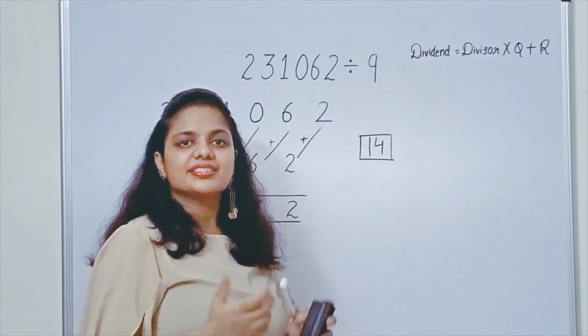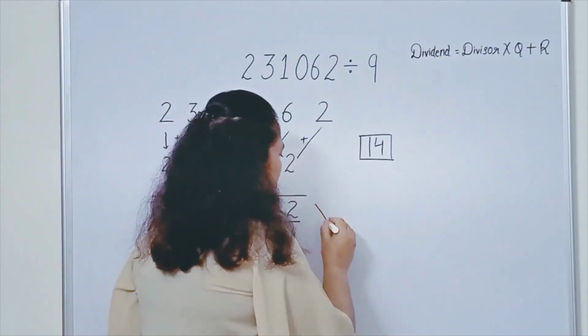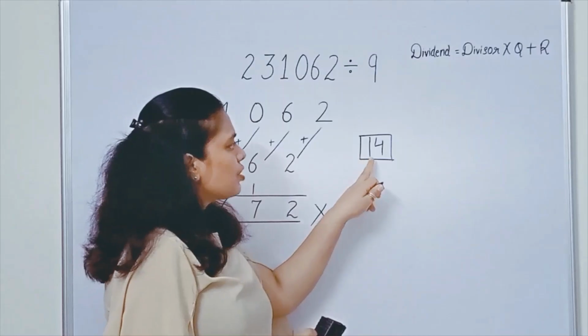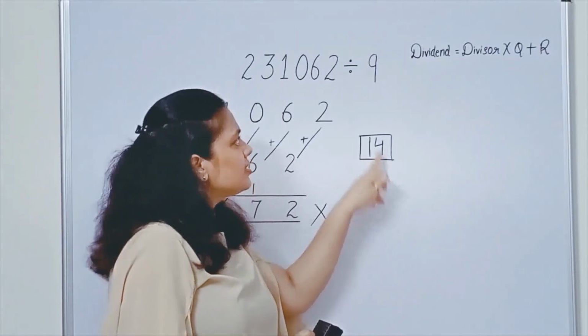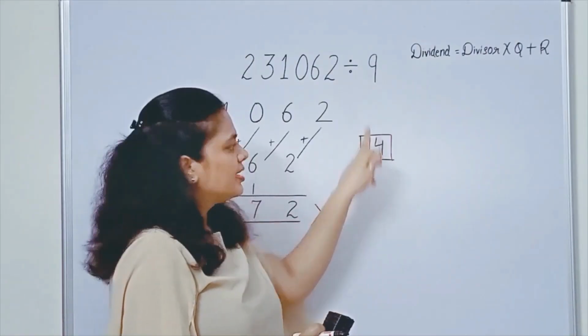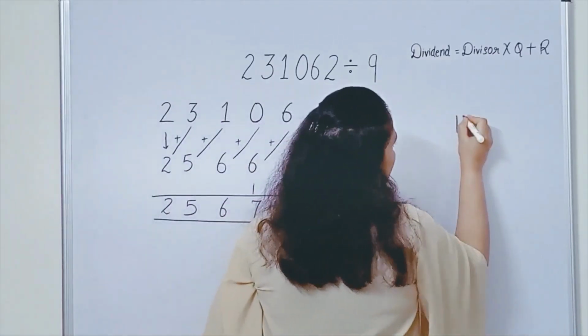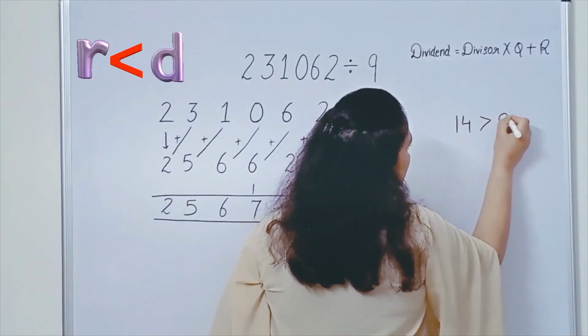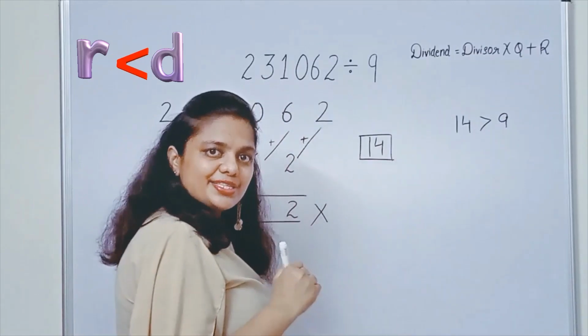But my question to you is, is this answer correct? In reality, the answer is not correct. This is wrong. Why? Because this is not possible wherein a remainder is greater than your divisor. Here remainder is 14 and it is greater than the divisor. How is it possible? It is not possible.